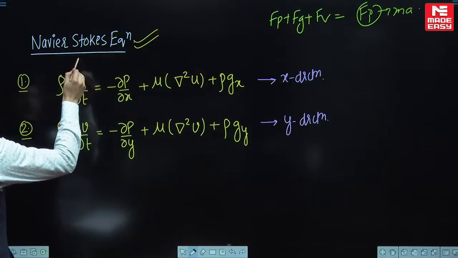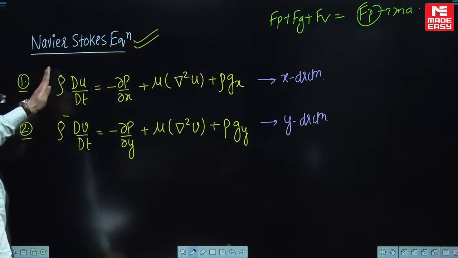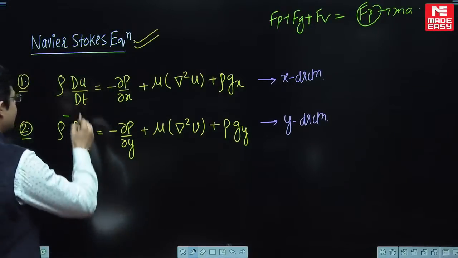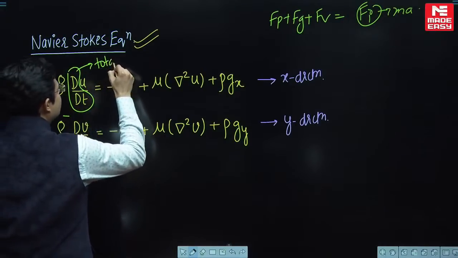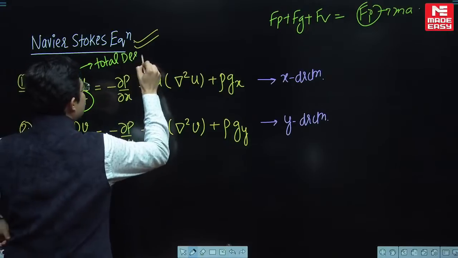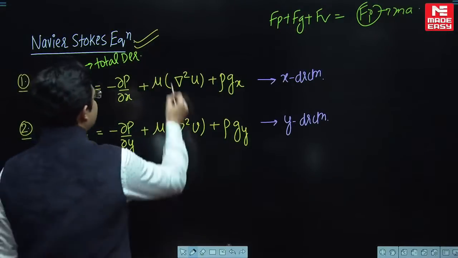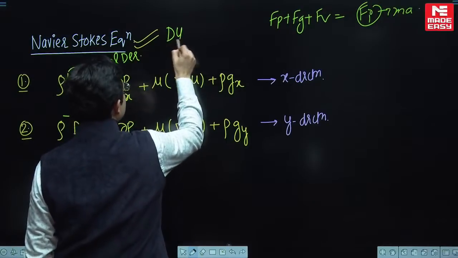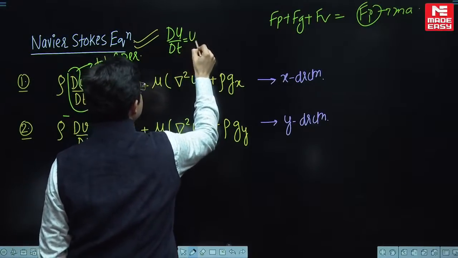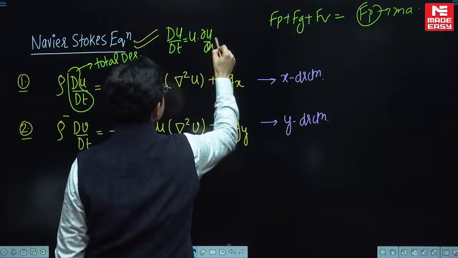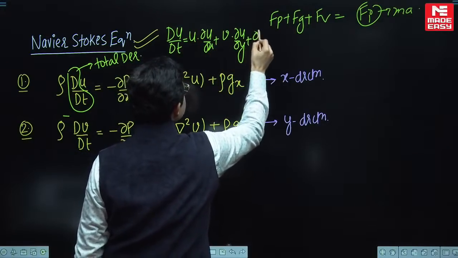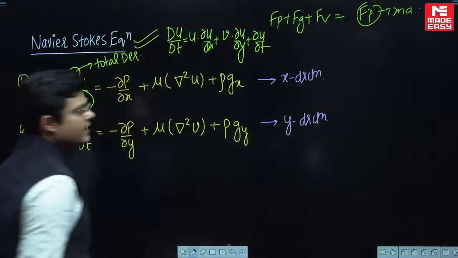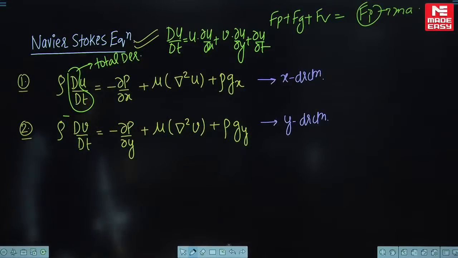So this is your inertia force, rho into du by dt, and this du by dt is the total derivative. Remember, it has all been taught in class. What is its expansion? du by dt expands to u into del u by del x plus v into del u by del y plus del u by del t. I am writing it in 2D.